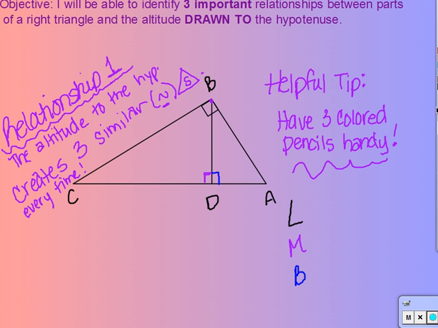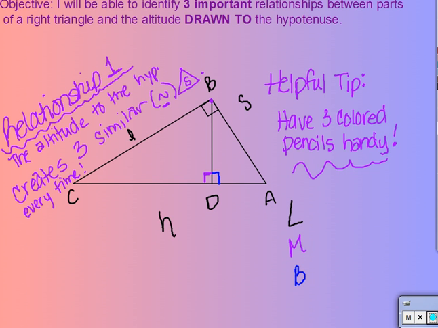All right, so I'm just going to name them by their corresponding parts. I'm going to start with my black pen, and I'm going to label the parts of my big triangle by its short leg, its long leg, and its hypotenuse. So AB is my short leg by the way it looks, BC is my long leg, and CA is my hypotenuse.